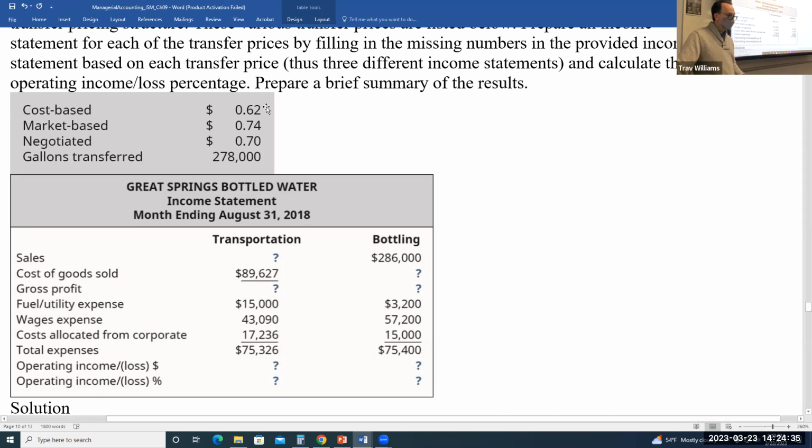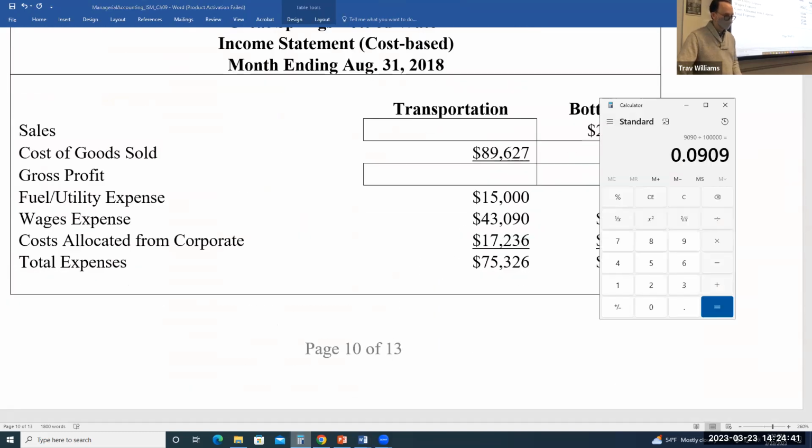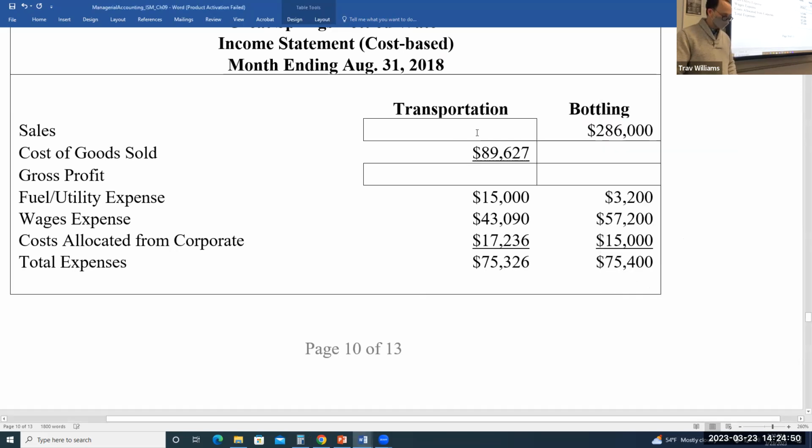So we'll start with cost-based at 62 cents, 278,000 gallons. So that's $172,360, which is the entire sales for the transportation department, because everything they sell goes to the bottling department. And everything the bottling department buys, it buys from transportation. So that same number is the cost of goods sold for bottling.